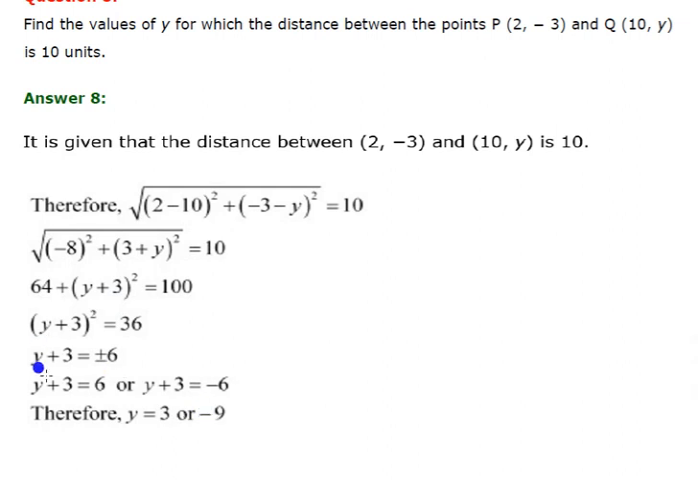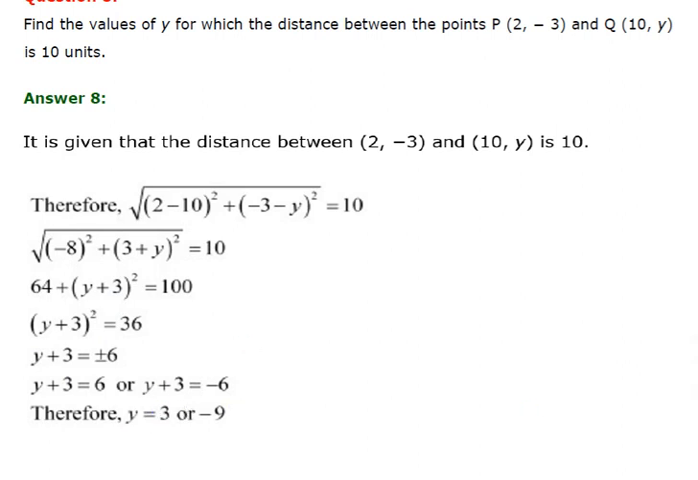See, solve this equation. So y is what? 6 minus 3 or minus 6 minus 3. So minus 6 minus 3 is what? Minus 9, and 6 minus 3 is what? 3. So 3 and minus 9 are the values of y. Both the positive and negative value can be possible in any coordinate, in any graph. Both values are acceptable.